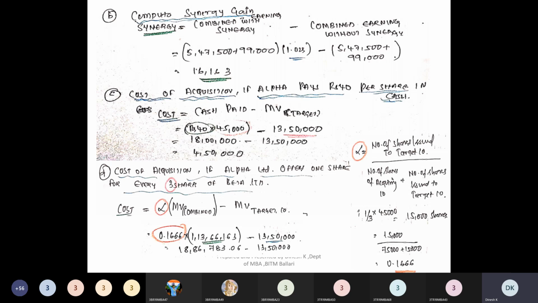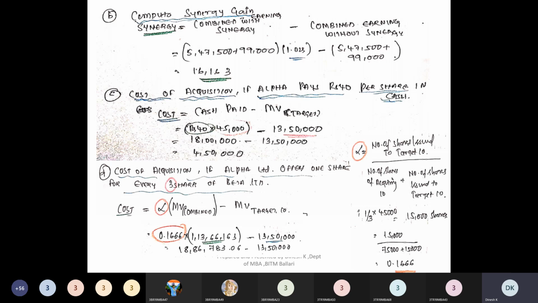Fine. So now what we are trying to do is give it in the form of stock, right? So we take 3 stocks of the Beta Limited company. In return, we will give 1 share, right? 1:3 is the ratio here. Then what is the cost of the merger? So the cost of the merger when you go by exchange of stock? By exchange of cash, the cost of merger is 4,50,000. By exchange of stock, what is the cost of merger?